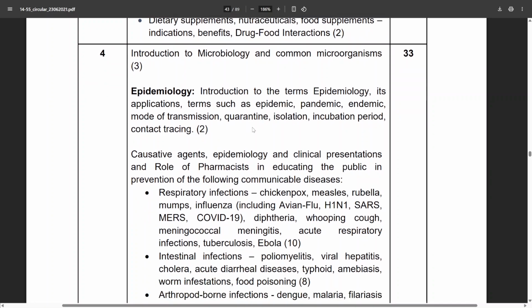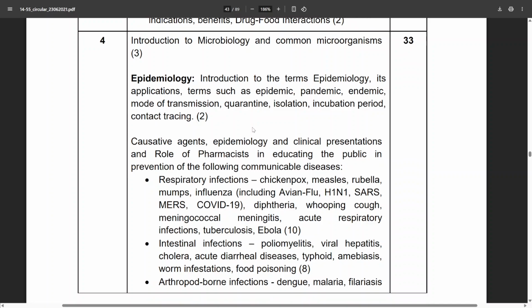Epidemiology. Introduction to the term epidemiology, its application, terms such as epidemic, pandemic, endemic, mode of transmission, quarantine, isolation, incubation period, contact tracing, causative agents, epidemiology, clinical presentations, and role of pharmacists in educating the public in prevention of the following communicable diseases: respiratory infections such as chickenpox, measles, rubella, mumps, influenza, including avian flu, H1N1, SARS, MERS, COVID-19, diphtheria, whooping cough, meningococcal meningitis, acute respiratory infections, tuberculosis, and Ebola.